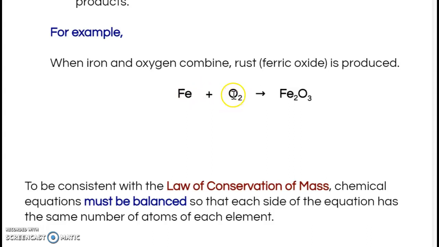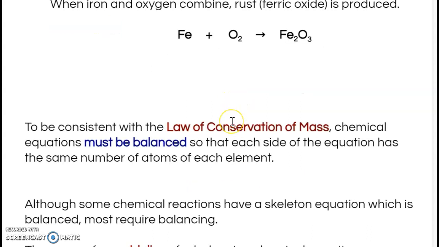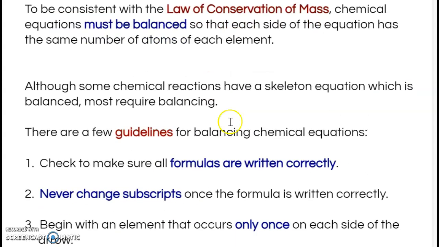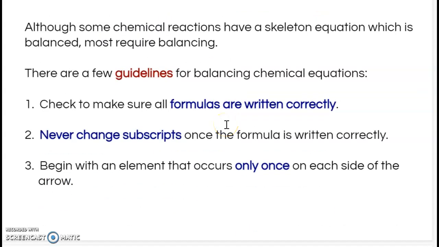The same thing goes for oxygen. You see there are two oxygen atoms here and three oxygen atoms right here, and we need to do something to this equation to make the oxygens equal. This is called balancing chemical equations. Although some chemical reactions have a skeleton equation which is already balanced, most require balancing after the fact.